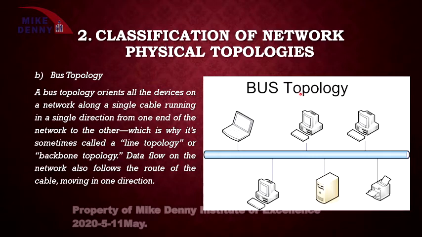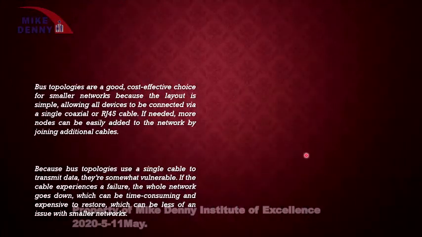Okay? So you can see this one is connected to the line, this one connected to the line, etc. They are all connected to this line that we call the backbone. So data flow on the network also follows the route of the cable. Data will only flow from this computer to this one using this cable. So one way, one direction. Okay, so let's move forward. This is the bus topology.